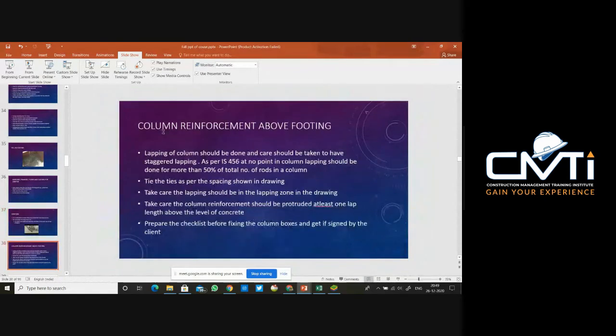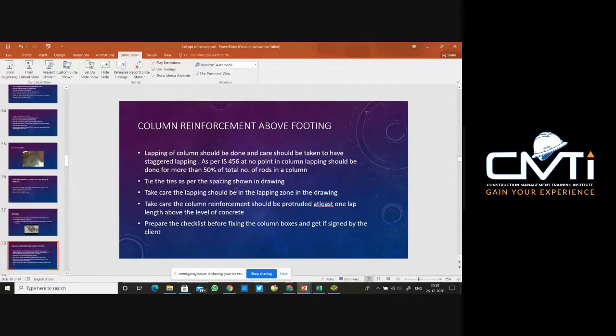Now you have to do the column reinforcement above the footing. There are some IS specifications. As per IS 456, at no point in the column should lapping be done for more than 50% of the number of rods in the column. You have to see that the protruded column reinforcement is at least one lap length from the level of the concrete. Where there is a starter, it should be above one lap length.